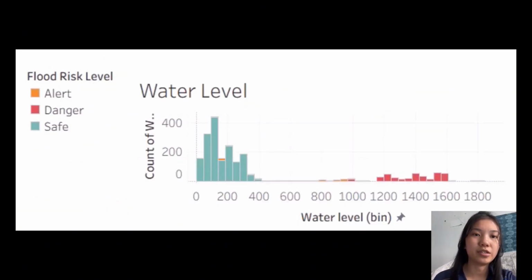Next one, histogram, is about water level distribution. It shows most water level readings fall in the safe and alert range, indicating that the tunnel operates under normal conditions for most of the year. However, a smaller but important portion of readings falls into the danger range, representing rare but critical flood events. This right-skewed distribution highlights that extreme flooding is infrequent but impactful.